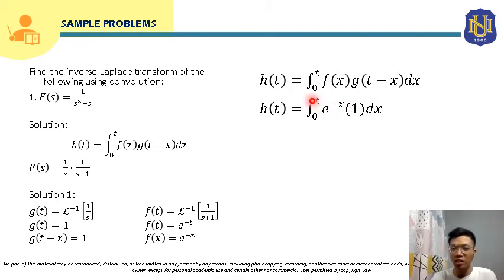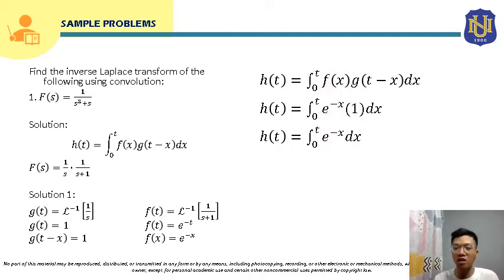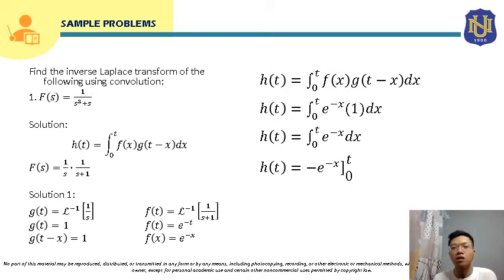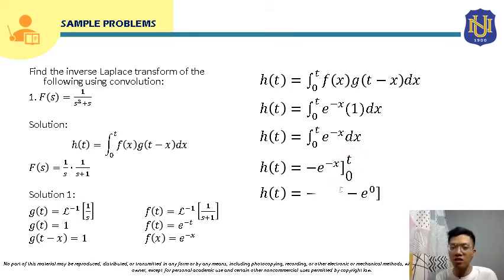So we can actually integrate this already with respect to x, no? So this will just be e raised to negative x, the integral of e raised to negative x. The integral of that will just be negative e raised to negative x. So we will evaluate this from 0 to t. Okay, evaluating this from 0 to t, it will just become negative.